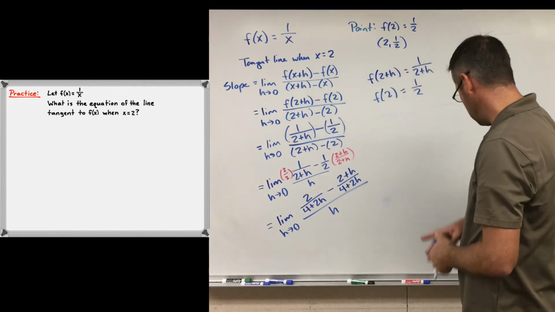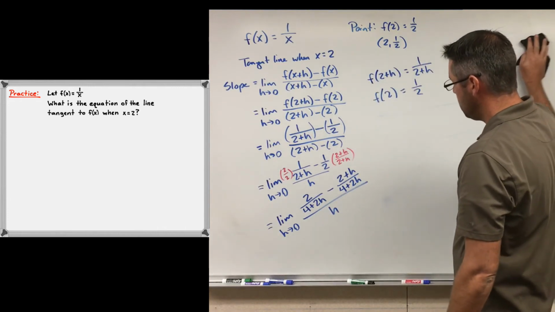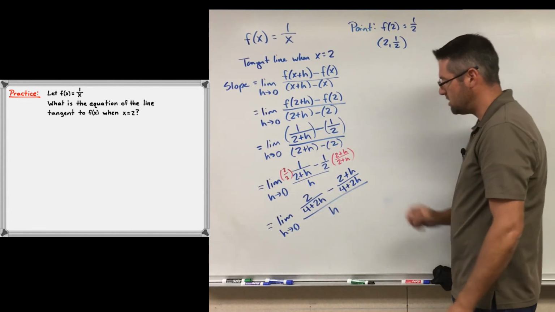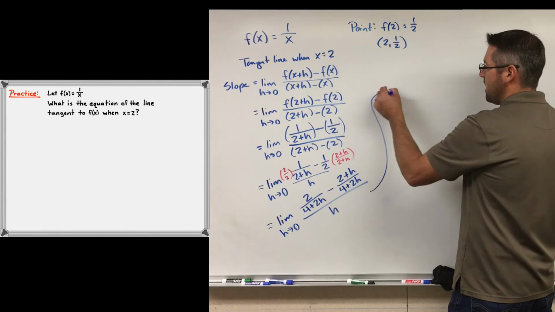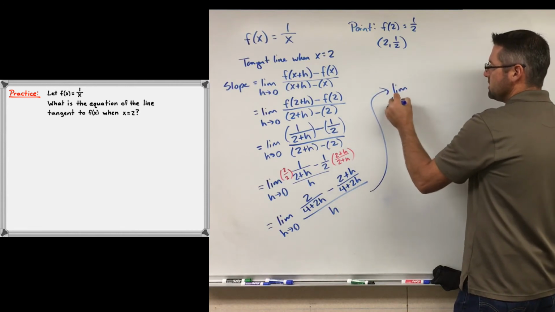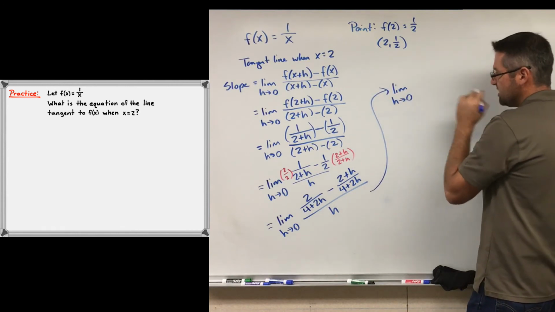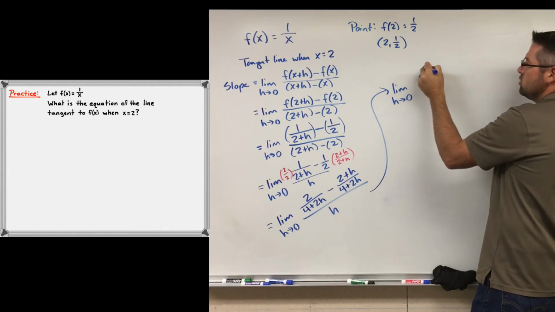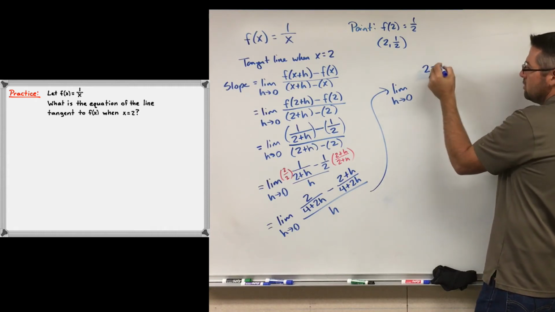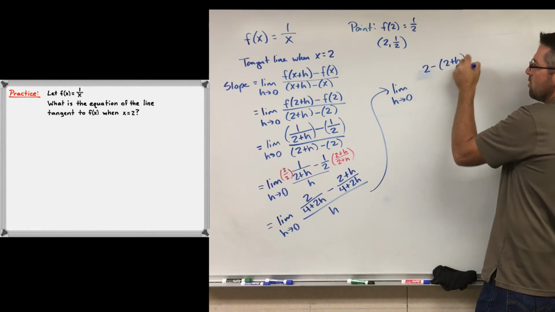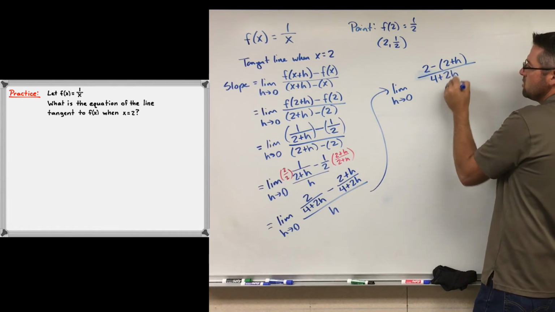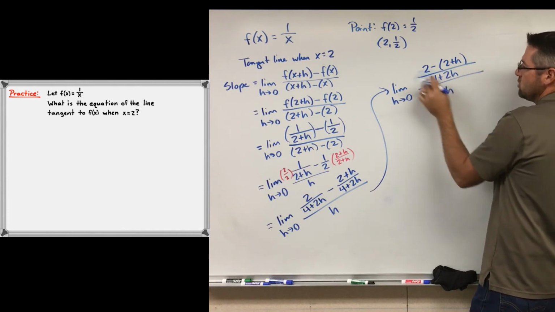You go, well, that looks like it's more complicated than it was. And yeah, to a degree it is. But now I have a common denominator here. So let me go ahead and put that here. The limit as h approaches 0, this is going to end up being 2, well, I'll go a little bit higher here, 2 minus 2 plus h all over 4 plus 2h, and that's all over h.